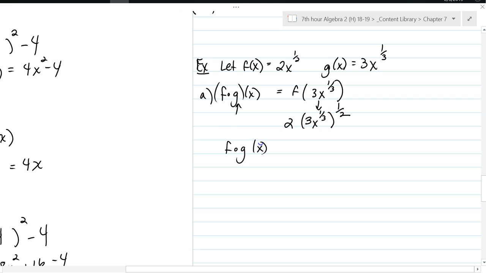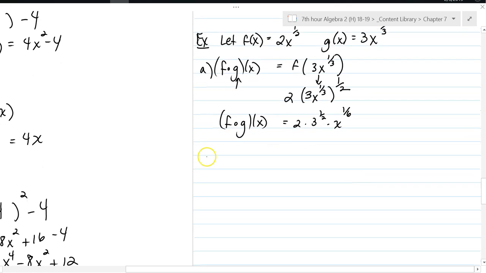Then I can do a little simplifying. Not much, but a little. I can say f of g of x is 2 times 3 to the 1/2 times x to the, let's see, I'm raising a power to a power, so I'm going to multiply my exponents, and there I go. And I think that's all I can do there.